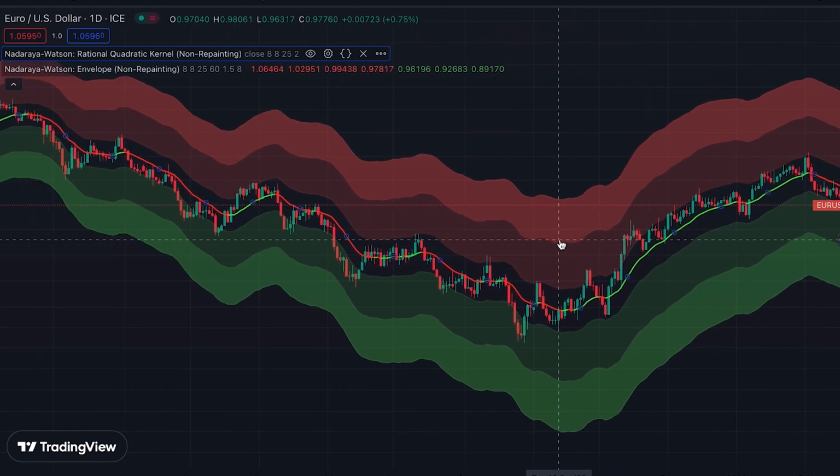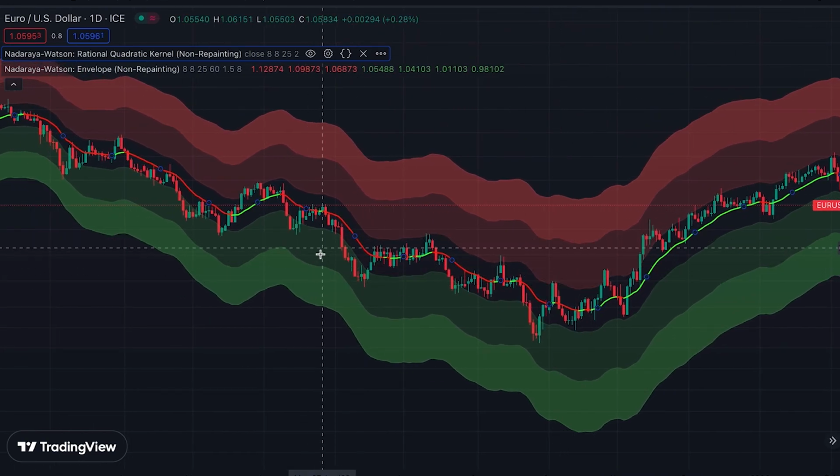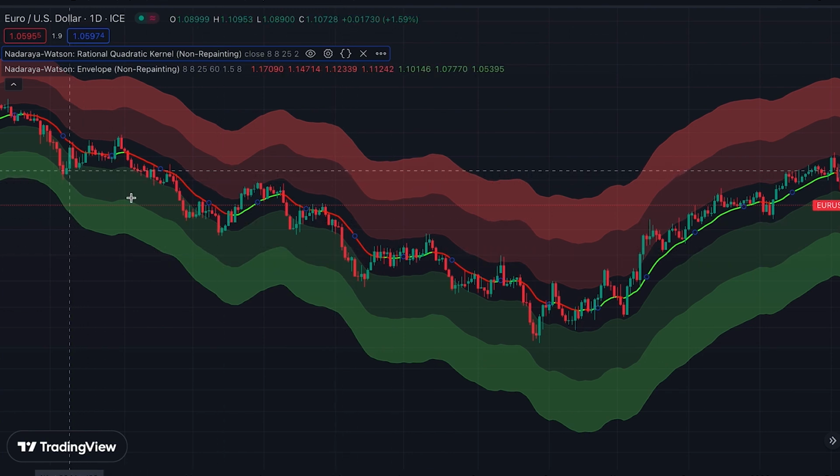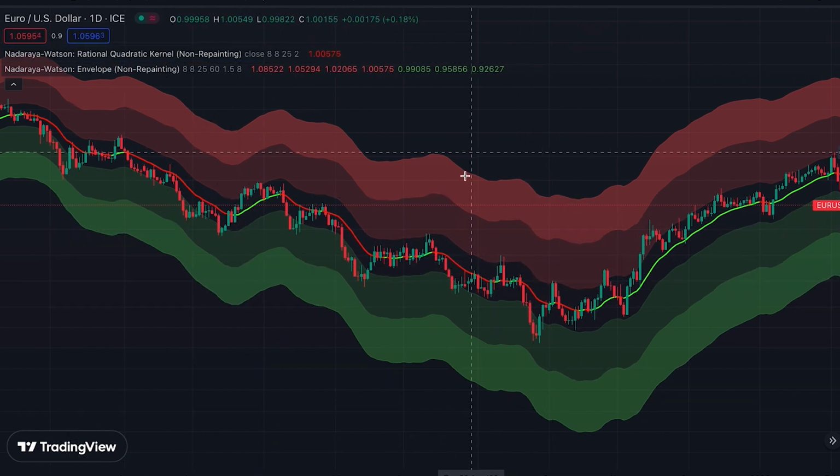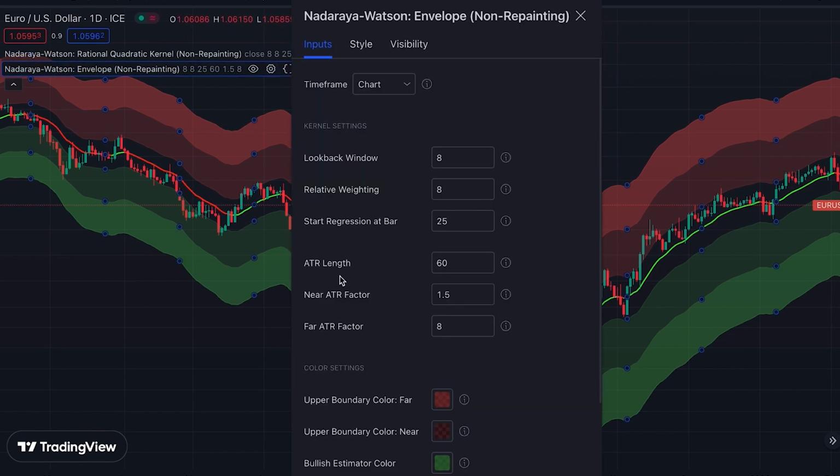Please pay attention that these envelopes show different levels of overbought and oversold conditions of the market. For example, for this asset being in this downtrend, you can see that the price reaches this area regularly, but this area is an extreme level of oversold, which rarely can happen for this asset. These upper and lower bands of the envelope are calculated based on ATR with length of 60, and then with the help of these multipliers, the bands are plotted on our price chart.